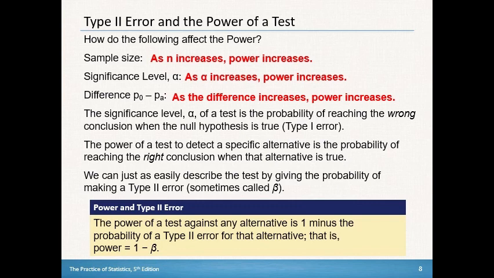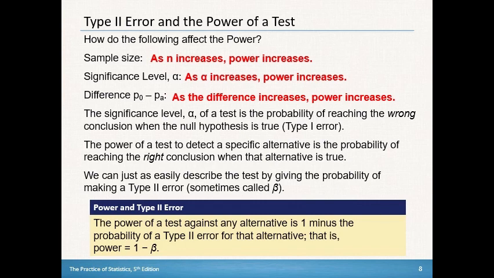The power of the test to detect a specific alternative is the probability of reaching the correct conclusion when the alternative is actually true, when the blemish rate is 11% or 13%. The power of the test is the probability we'll do the right thing and reject the null hypothesis because of that alternative value.